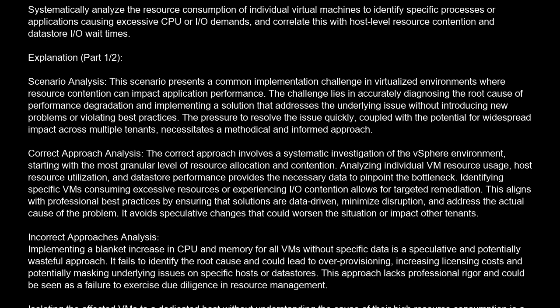Incorrect approach analysis. Implementing a blanket increase in CPU and memory for all VMs without specific data is a speculative and potentially wasteful approach. It fails to identify the root cause and could lead to over-provisioning, increasing licensing costs, and potentially masking underlying issues on specific hosts or data stores. This approach lacks professional rigor and could be seen as a failure to exercise due diligence in resource management.